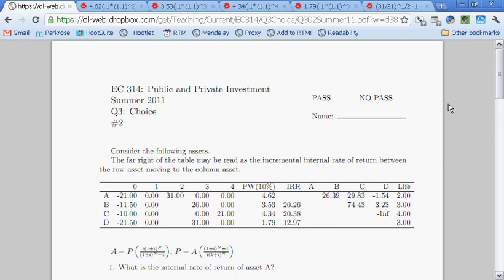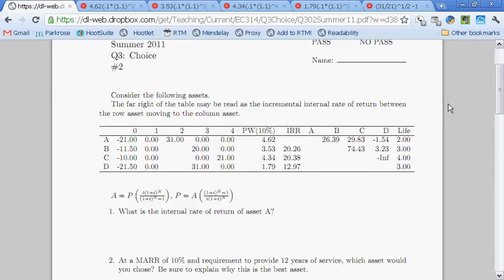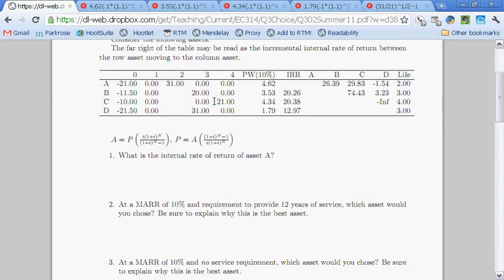Hi, this is an answer to a simple question, number 3, version 2, during the summer of 2011. The setup of this is, as we've had before, each asset is described along this row here. Asset A costs you $21 in period 0 and gives you $31 worth of benefit, doing nothing at any other time. Present worth is already calculated for you, all in this column, as are all the internal rates of return, except for this one, asset A.